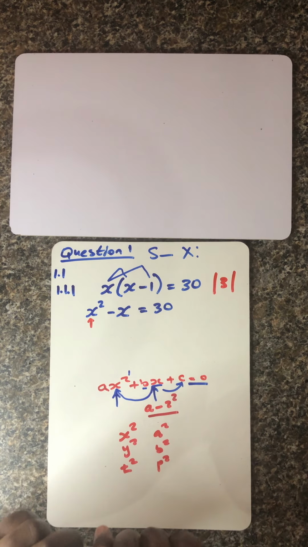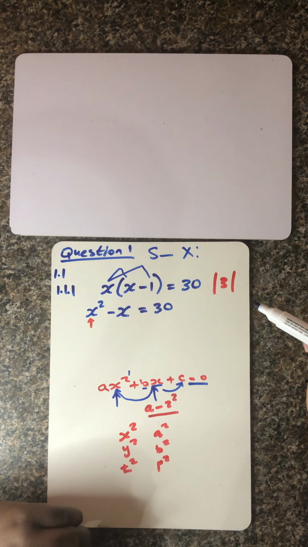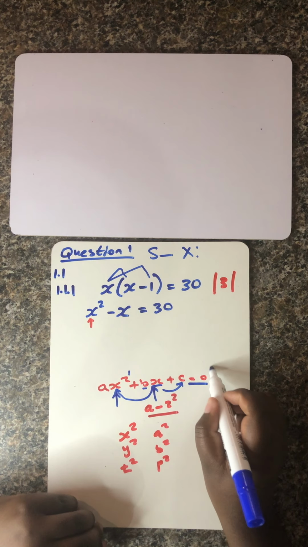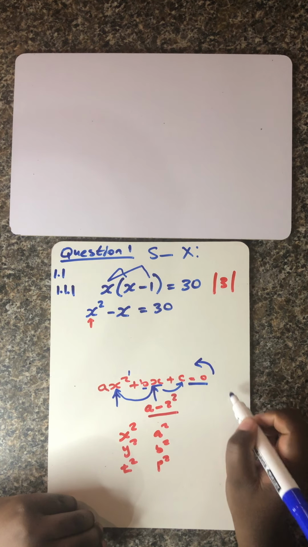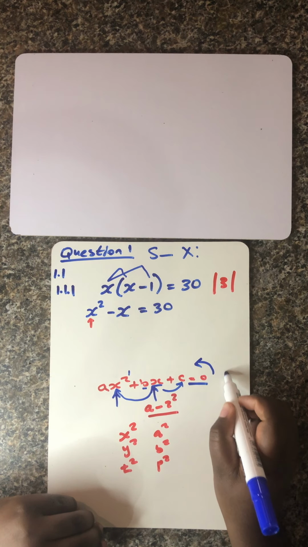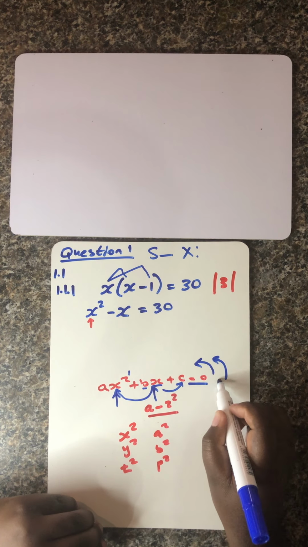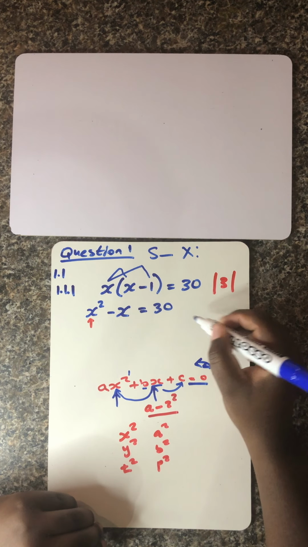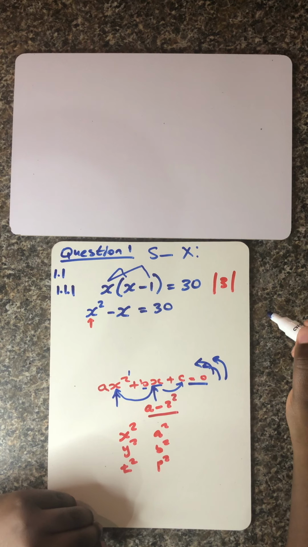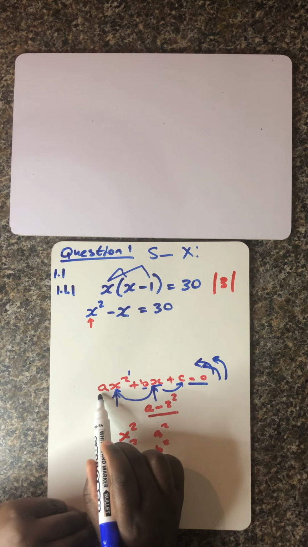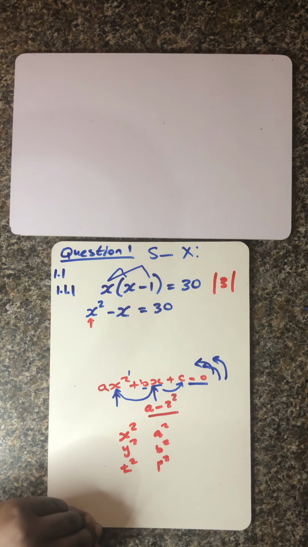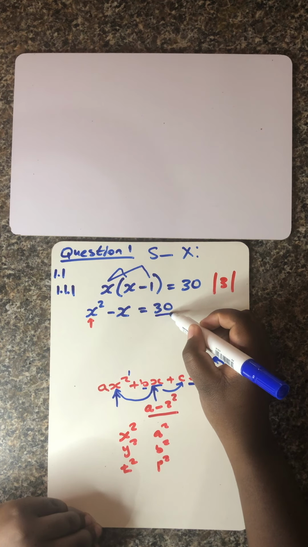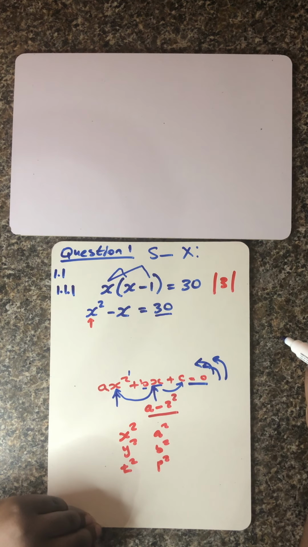So your next step, ladies and gentlemen, based on this standard form, is that you must move everything from the right side of the equal sign to the left. Whatever you have on this side, you move it to the other side, so that you have an equation in that standard form. So what does it mean? It means we must move this 30 to the other side of the equal sign.